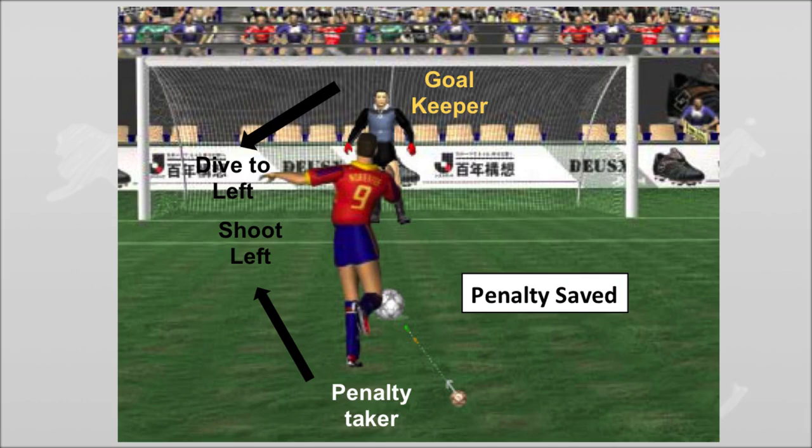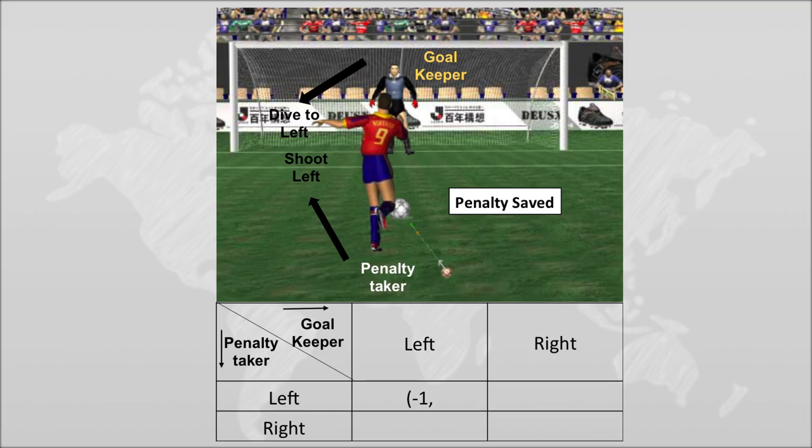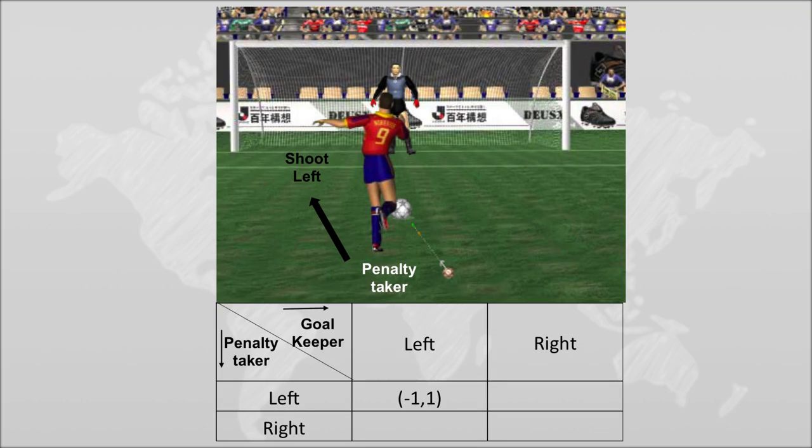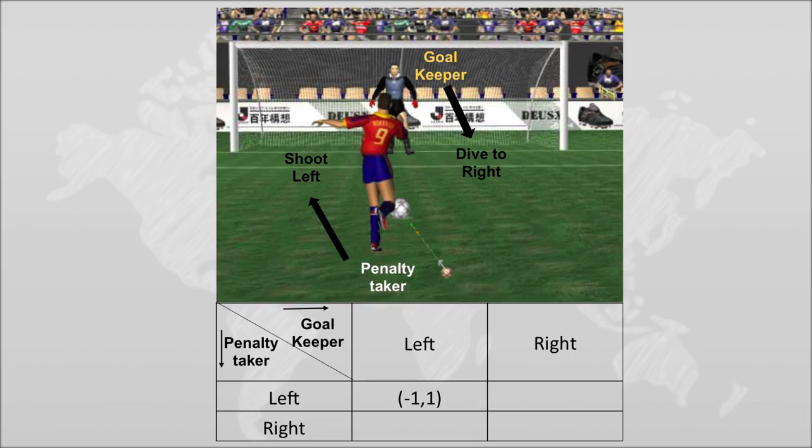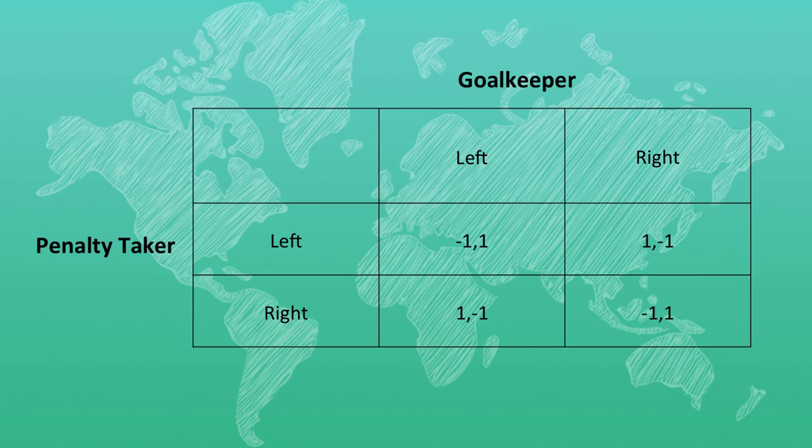So, now the penalty taker has not been able to convert and so gets a payoff of -1, whereas the goalkeeper gets a payoff of 1. If it were the other way around, that is, the penalty taker shot left and the goalkeeper dived to the right, then the goalkeeper looks like a fool and he gets -1, whereas the penalty taker converts the penalty and gets 1. You can similarly describe the other cells in this particular game.